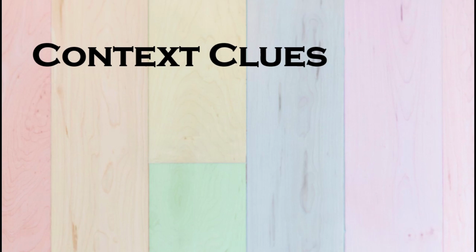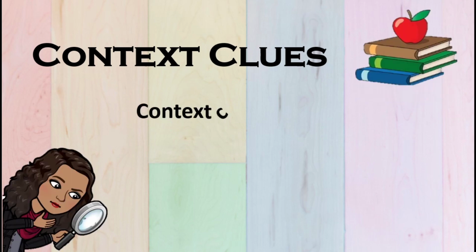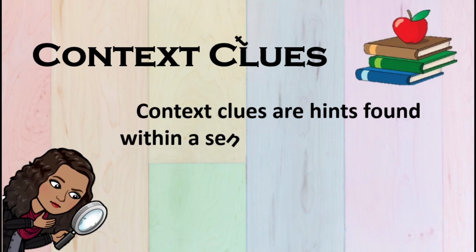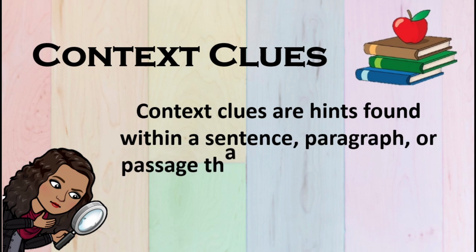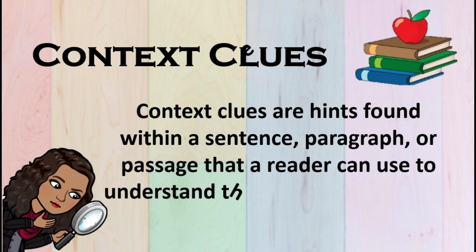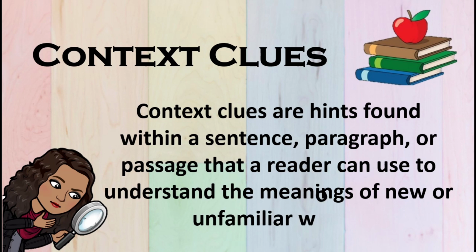Let us start by defining what context clues are. Context clues are hints found within a sentence, paragraph, or passage that a reader can use to understand the meanings of new, unfamiliar words. A reader must be aware that many words have several possible meanings. Only by being sensitive to the circumstances in which a word is used can a reader decide upon an appropriate definition to fit the context.